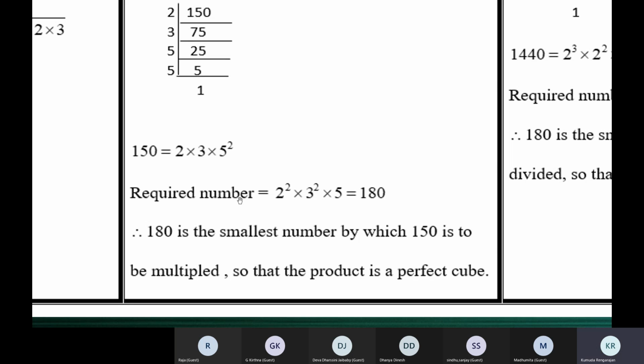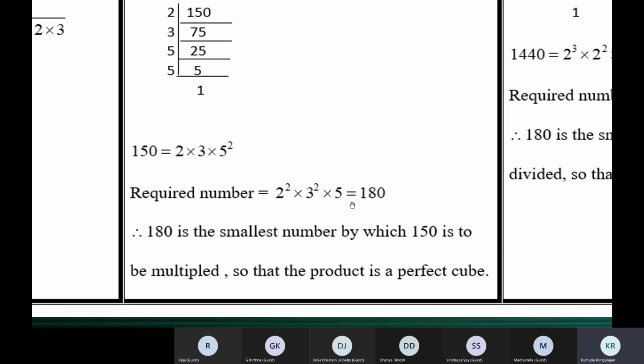Do we understand this, children? Yes, ma'am. Others? Two, when it's multiplied by 2 square, it becomes 2 cubed. 3, when multiplied by 3 square, becomes 3 cubed. 5 square, when multiplied by 5, becomes 5 cubed.